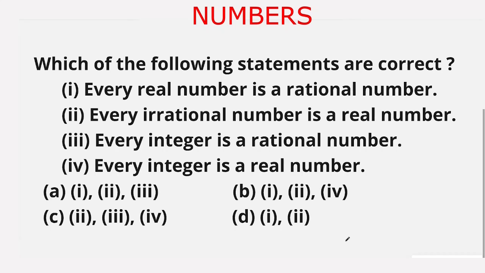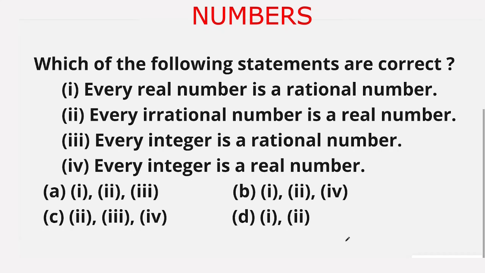Statement 2, every irrational number is a real number. Yes, every irrational number is a real number. The real numbers are the biggest set, consisting of both irrational and rational numbers. Therefore, statement 2 is correct.